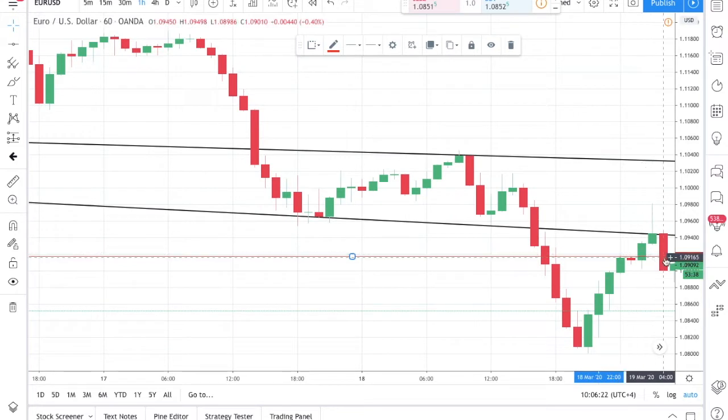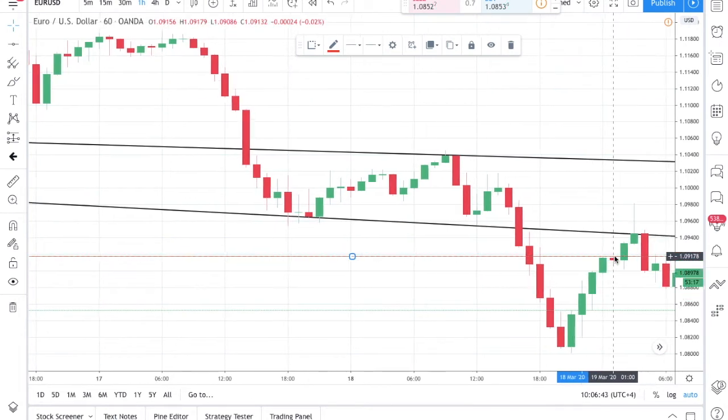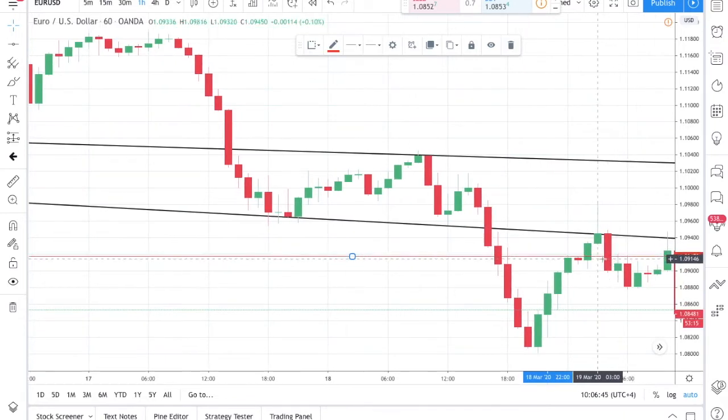Boom! It hit our take profit again. And this is again like 40 pips if I'm not wrong. So we had like 40 pips for this trend line, and this is another 40 pips. Guys, trust me, this is a miracle, guys. This is a miracle. Look at the market.